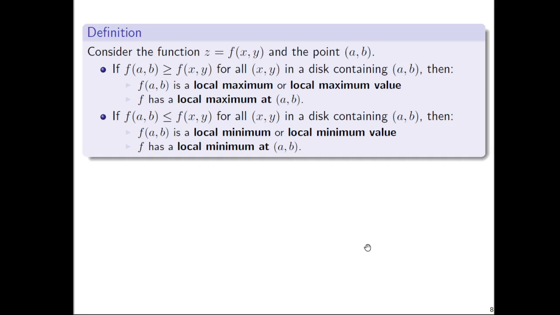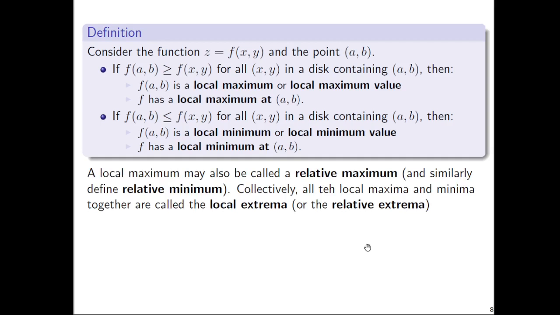If that language of "at" is being used to try to talk about the input, whereas local minimum itself or local minimum value is to talk about the output, the z value. So look, a local maximum can also be called a relative maximum, and you can define similarly a relative minimum, right? Just like a relative maximum. And collectively, all the local maxima and minima, they're called the local extrema or the relative extrema.